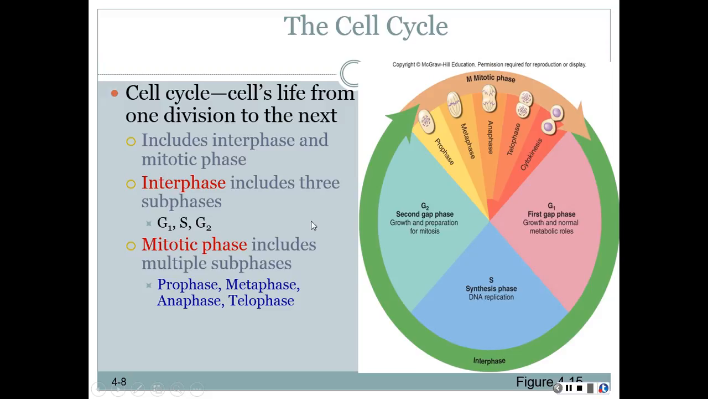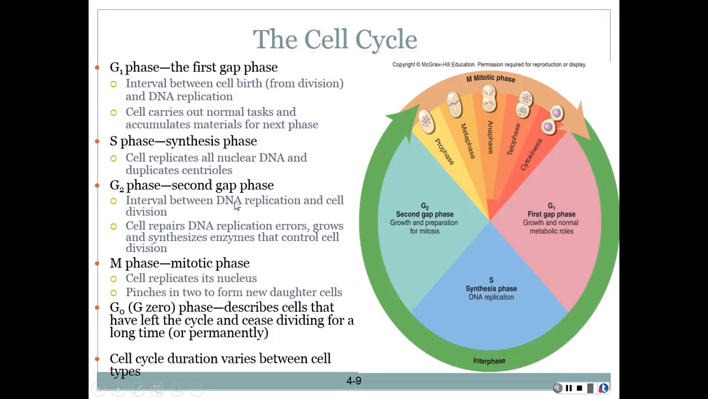So let's dive into each phase. Yes, you have an interphase which includes these subphases, but there are 4 main phases. 1 through 3 is basically dealing with your G1, your S, and your G2. And then we have this M, which is the mitotic phase. So we do have 4 main ones, but we have our subphases. Okay. Alright, so let's move on to what's happening with each phase.